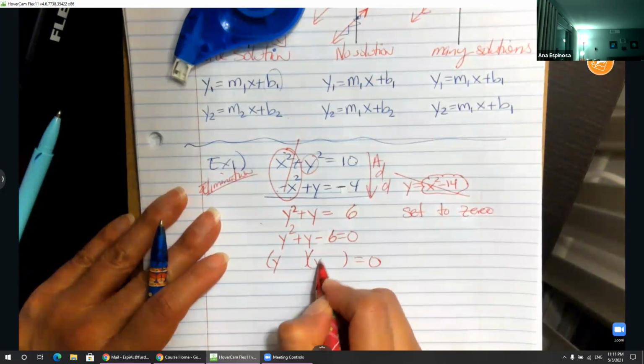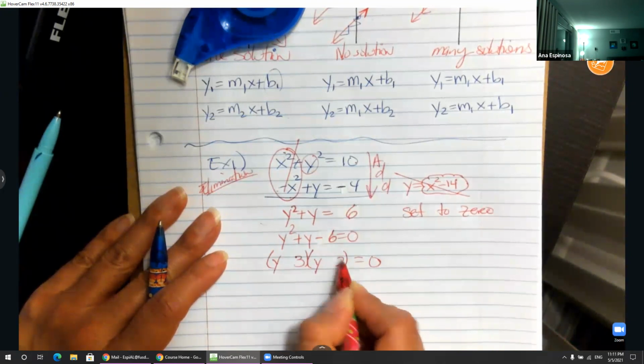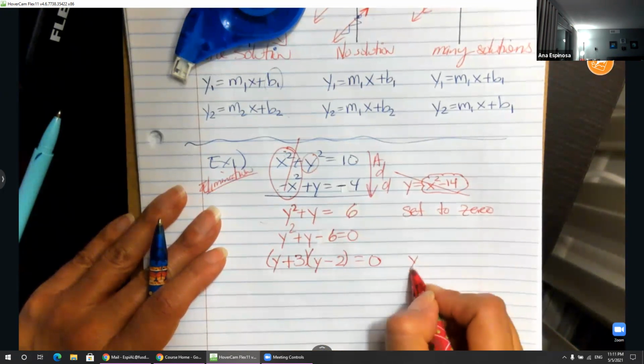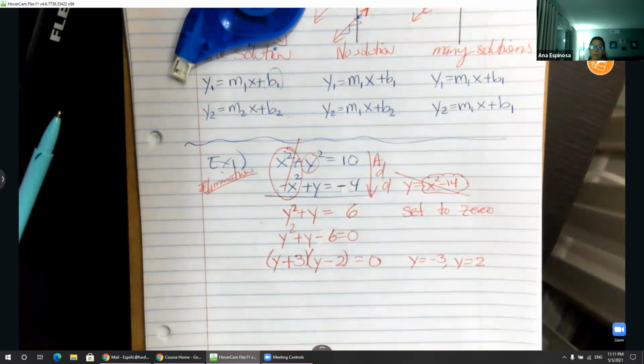So it's y factors of 6. That gives you 1, 3, and 2. You get a positive 3 and negative 2. So you get y equals negative 3 or y equals 2. However, these are points. So you have to know that those are not your answers. That's just the y coordinates of 2 different points.